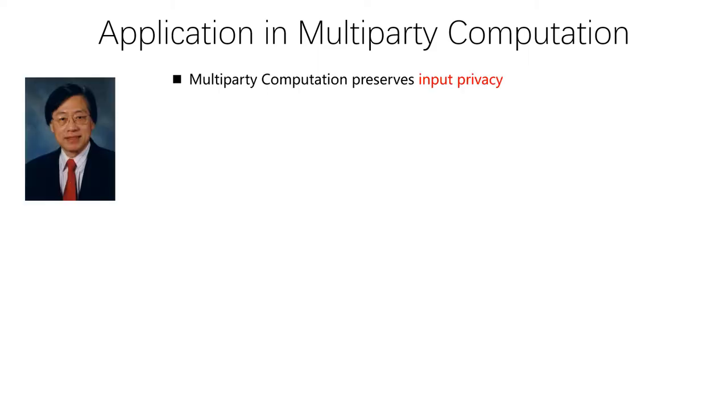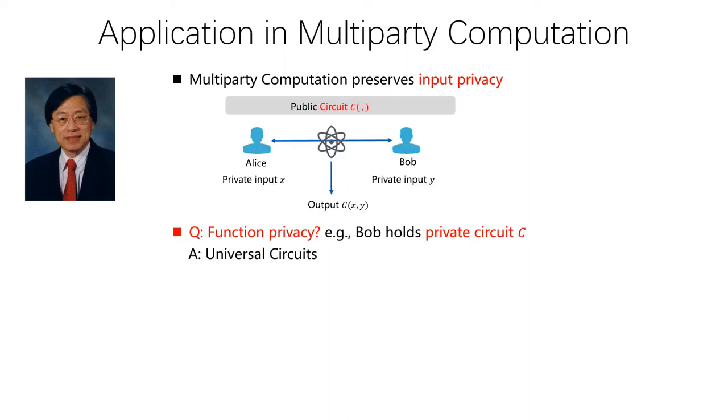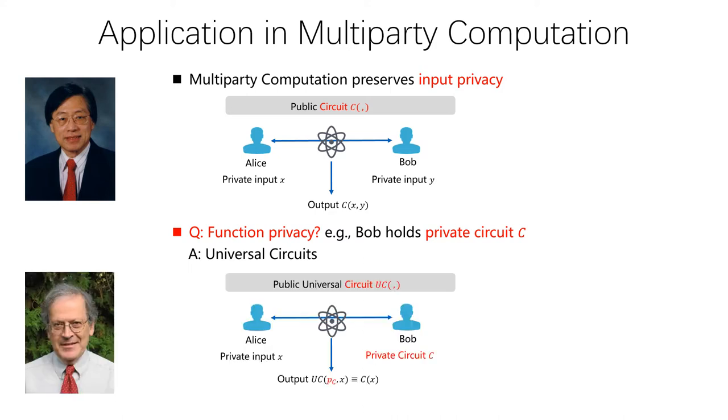A natural application of the universal circuit is to preserve functional privacy in multi-party computation. A multi-party computation can preserve input privacy. For example, Alice has input X and Bob has input Y. Multi-party computation can guarantee that Alice and Bob get the result C(X,Y) and learn no further information about the inputs. The protocol guarantees the input privacy of Bob and Alice.